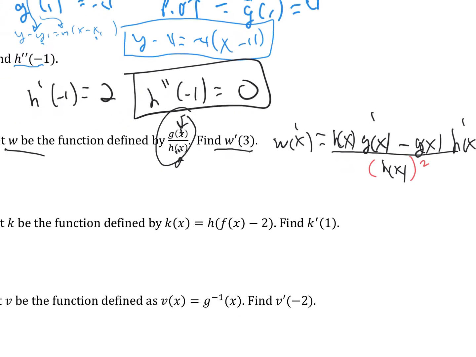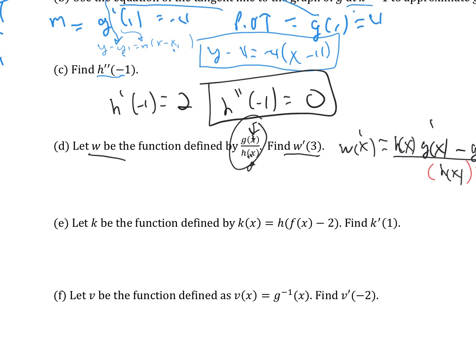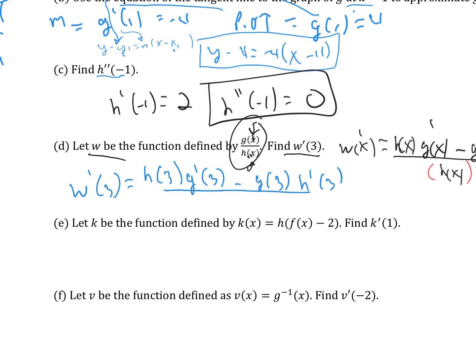And so w prime at 3, I'm just going to rewrite that same thing, but put 3's in there. h of 3 times g prime of 3 minus g of 3 times h prime of 3, all over h of 3 squared.